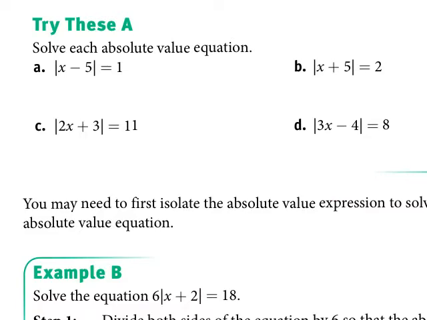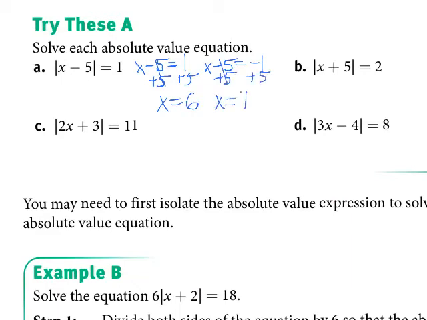So on A, and this is up at the top of the page, on A, this is saying this has to be 1 space away from 0. So if this has to be 1 space away from 0, I'm saying x minus 5 could be 1 because 1 is 1 space away from 0. Or x minus 5 could be negative 1 because that's also 1 space away from 0. So now I'm solving these 2 equations. Add 5, and I get x equals 6. Add 5, and I get x equals 4. So there are my 2 answers.